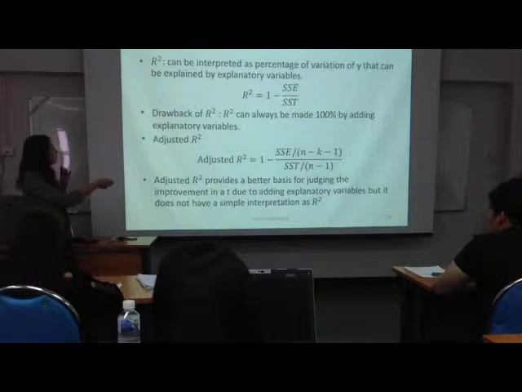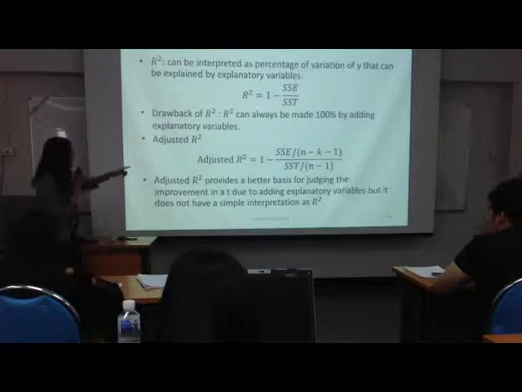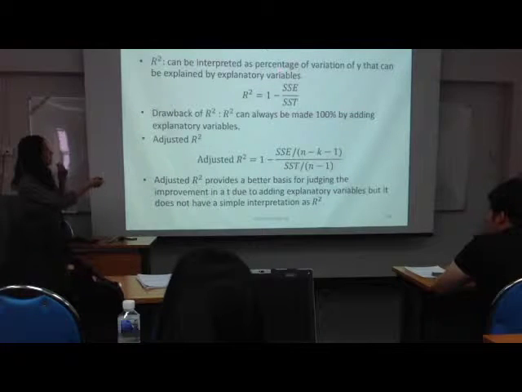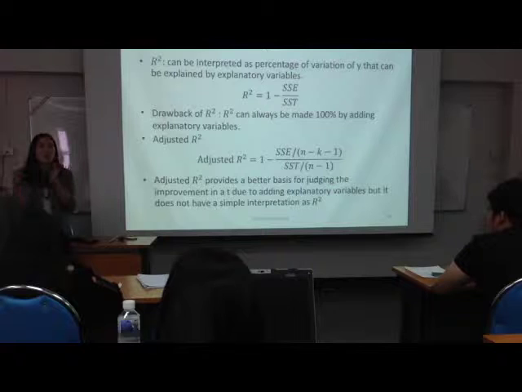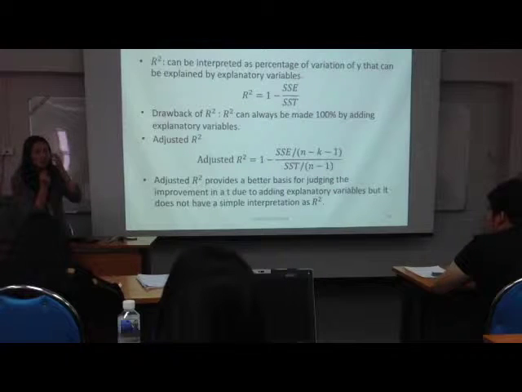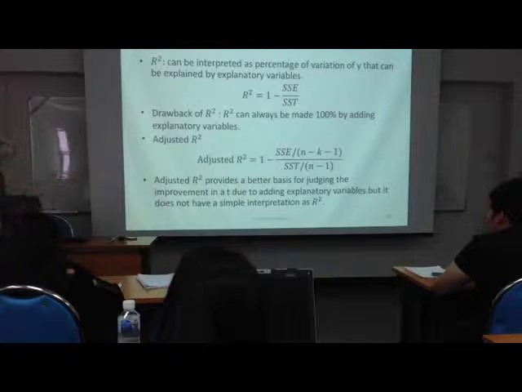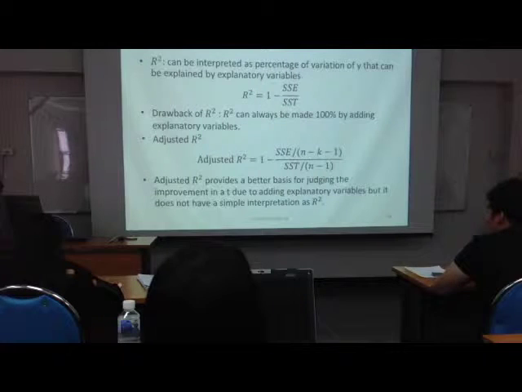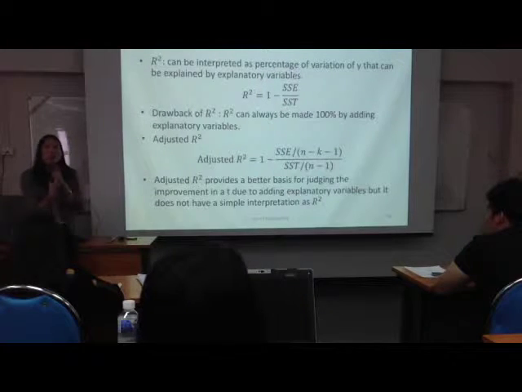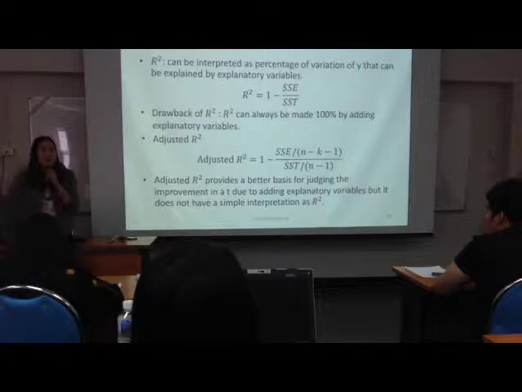And if you look at the formula of R square, you can see that R square can range from 0 to 1. However, there's a drawback of R square. If you keep adding explanatory variables in the model, your R square will increase and increase.